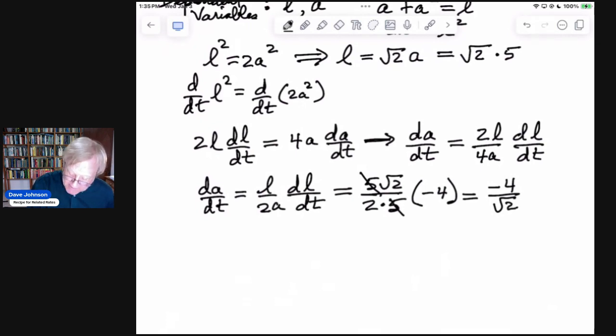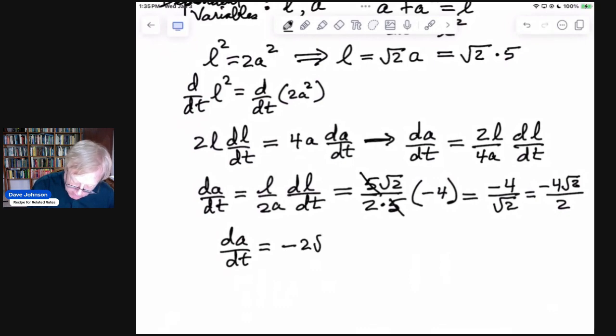And we could simplify that further. So -4 times the square root of 2 upstairs divided by 2 downstairs, because the square root of 2 times the square root of 2 is 2. So we get our final answer: dA/dt is equal to, the 4 over 2 is 2, so we get -2 square root of 2.